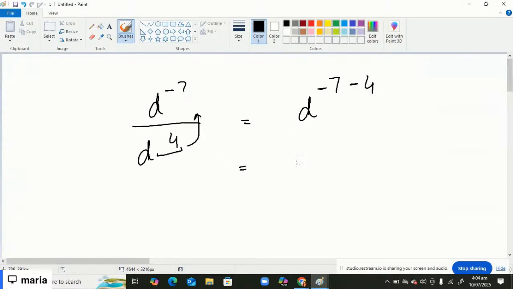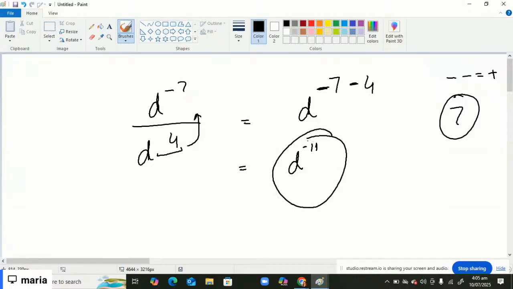Then what is the answer? There are two negative signs here, and negative negative becomes positive, okay? So 7 plus 4, what is the answer we get? That is 11. But which sign do you put with it? The sign of the greater number. And what is the greater number here? 7 is the greater number, and with the 7 it's a negative sign. So you put it here, d power minus 11. And if they say to convert this answer to a positive exponent, we just put it in the denominator, so it becomes 1 over d power 11. That's it. Both of these are the answer.